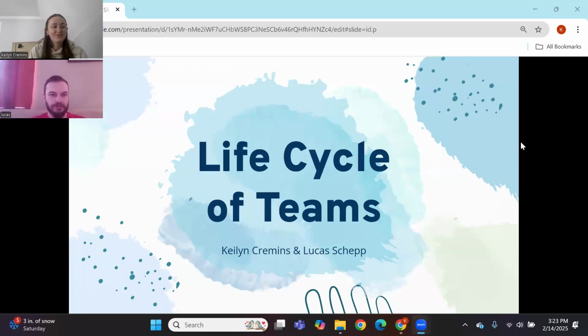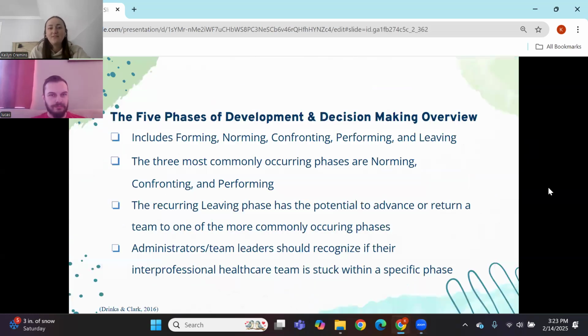This is the life cycle of teams. So the 5 phases of development and decision-making overview includes the forming, norming, confronting, performing, and leaving phases. And these phases relate to the 4 components of an interprofessional healthcare team, which was discussed in the last presentation. So that's the practice, intra-team, organizational, and components necessary for team maintenance over time.